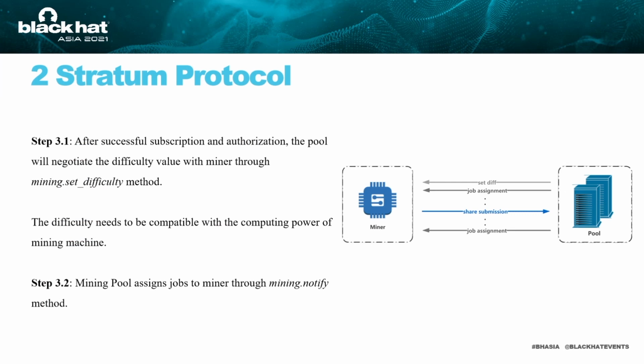After successful subscription and authorization, the pool will negotiate the difficulty value with the miner through the mining.set_difficulty method. The difficulty needs to be compatible with the computing power of the mining machine. And then the mining pool assigns jobs to the miner through the mining.notify method.